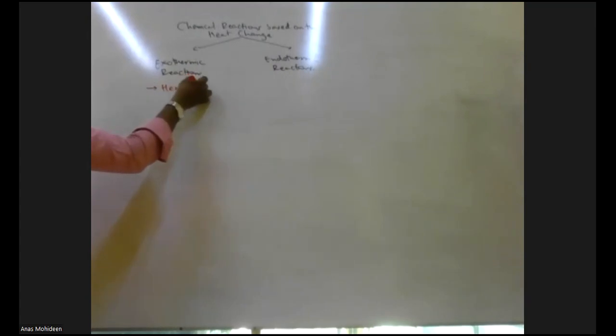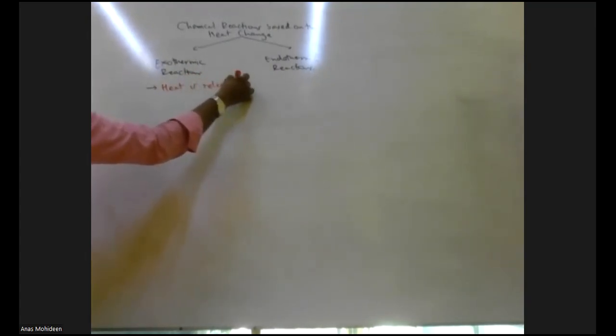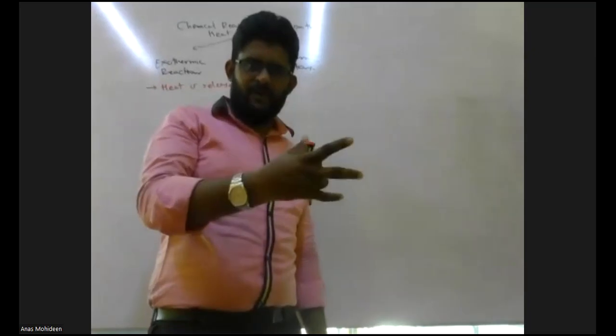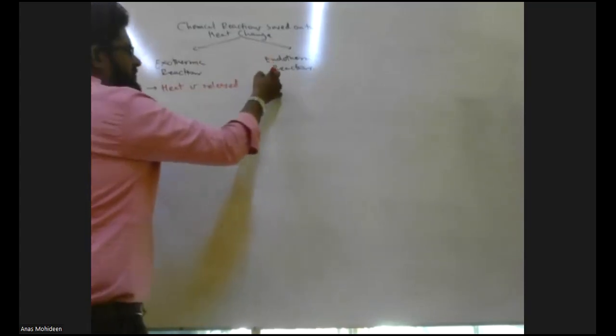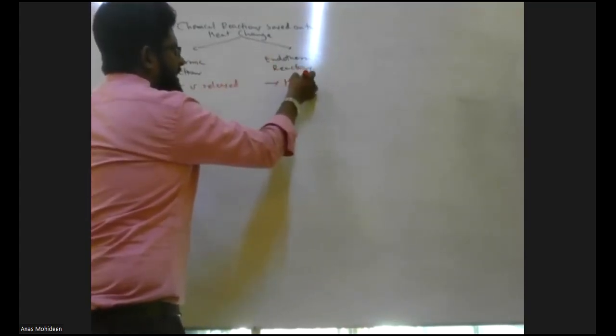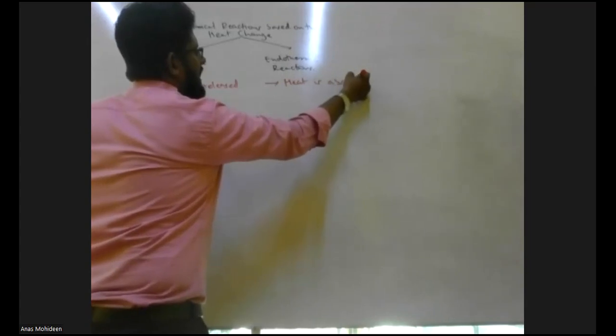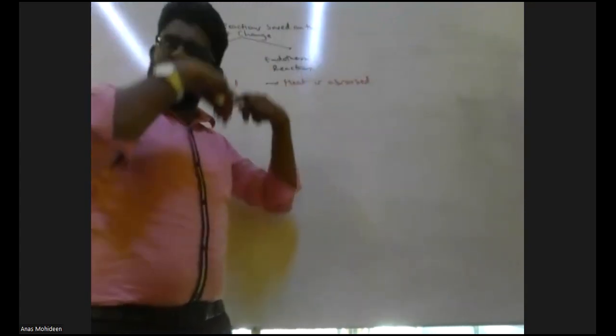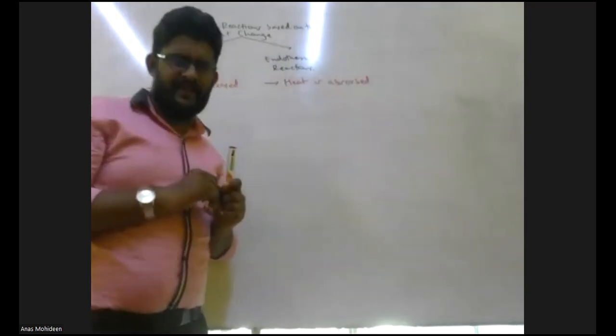Exothermic reactions are the reactions where heat is released. During the process, a certain amount of heat will be released out. But endothermic means the opposite of that. Heat is absorbed from the surroundings. So in one the heat is released to the surroundings, and here the heat is absorbed from the surroundings. So these are the two types of reactions.